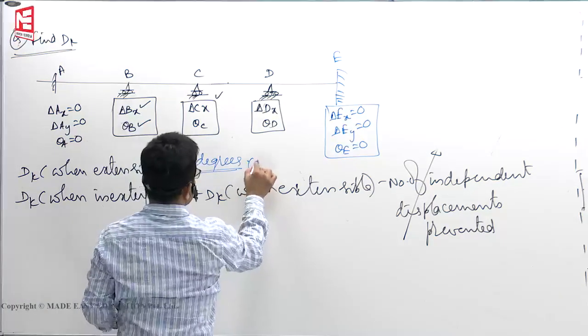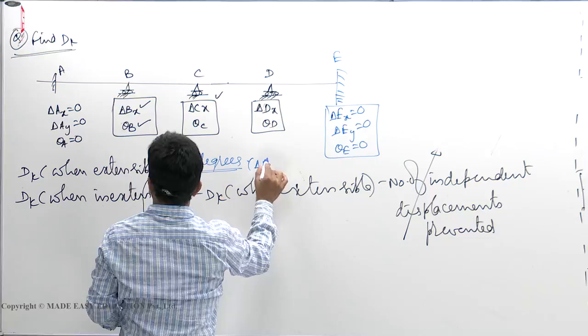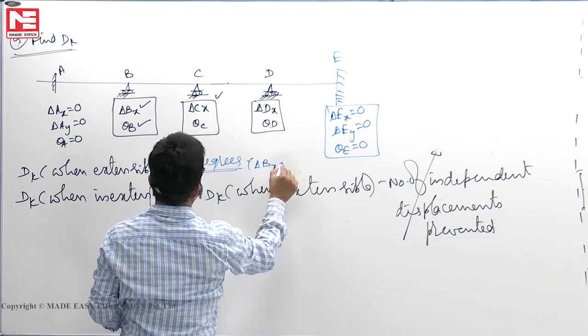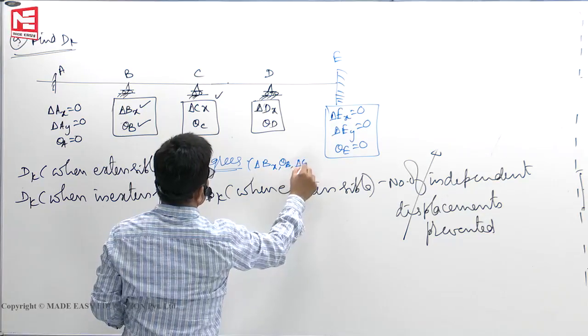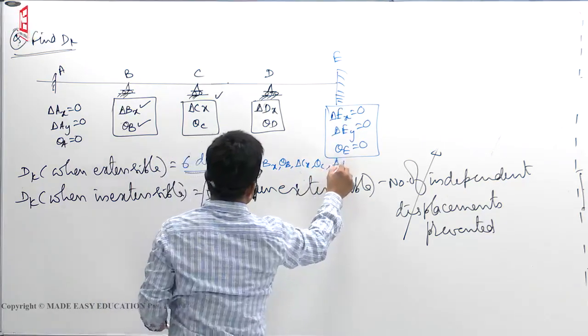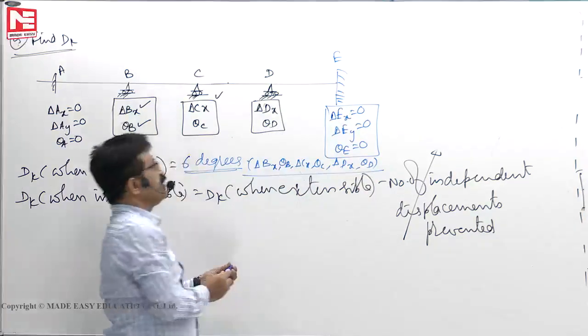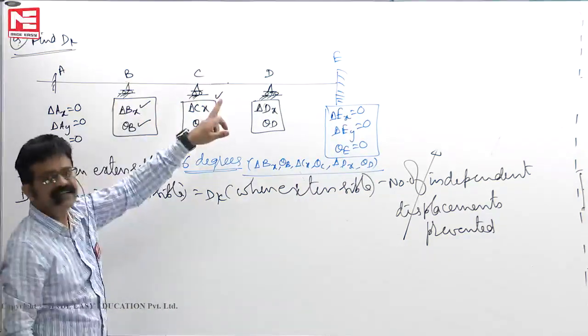This is delta Bx, theta B, delta Cx, theta C, delta Dx, theta D. Only 6. If both ends are fixed, how can this joint elongate?